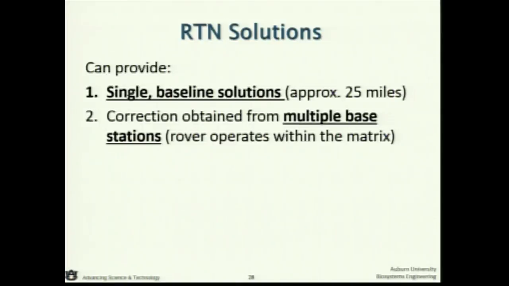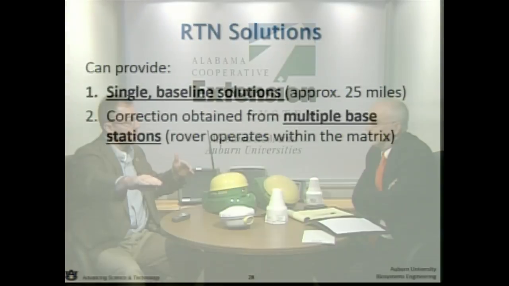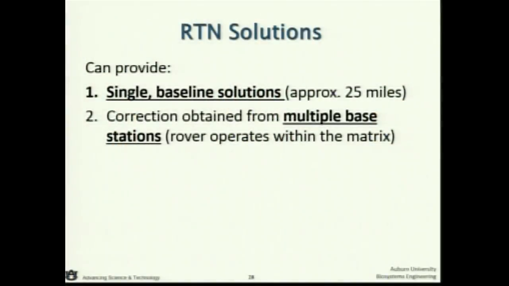So guys, you take a John Deere and what we call a single baseline solution. So you have a base station directly communicating with a rover. That's called a single baseline solution. Any base station communicating directly to a rover, there's only one base station, that's a single. We have seen very good accuracy out to about 25 miles before the accuracy will start to degrade on you. So about 25 miles is our rule of thumb on a single baseline solution.